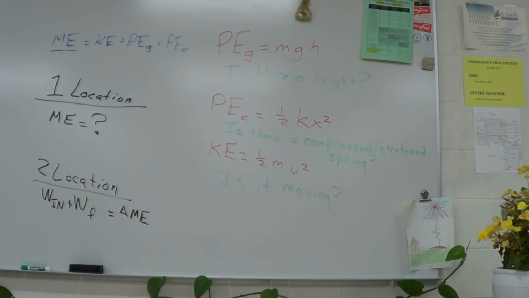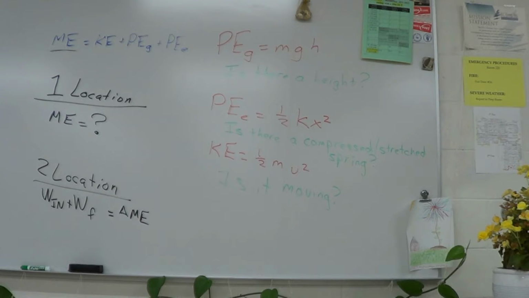And then, is the object moving for kinetic energy? Does the velocity equal 0? If the velocity is 0, then there's no kinetic energy. If the velocity is something, then it has some kinetic energy.